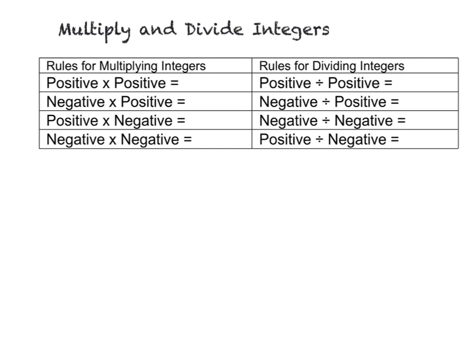So, our rules for this: a positive times a positive, like 2 times 3, is going to equal a positive. So 2 times 3 equals 6. And the inverse of that would be a positive divided by a positive. So 6 divided by 3 is of course going to equal 2. So a positive divided by a positive is a positive.